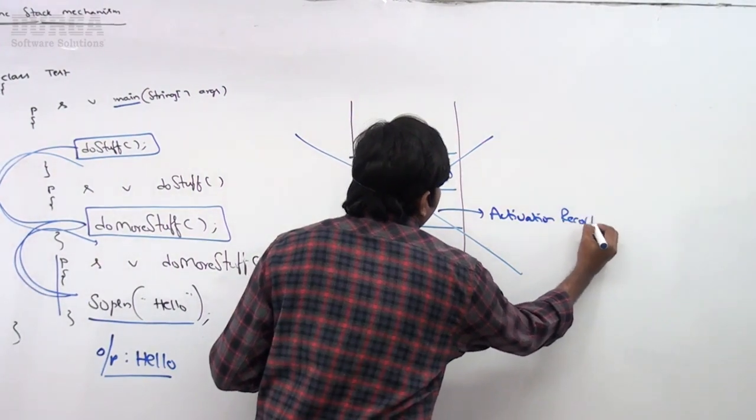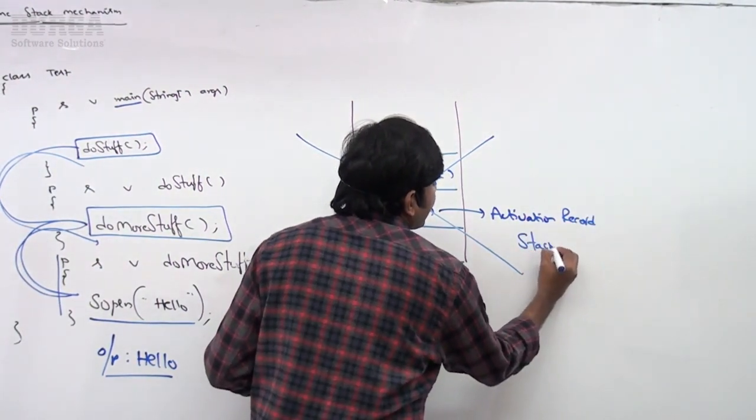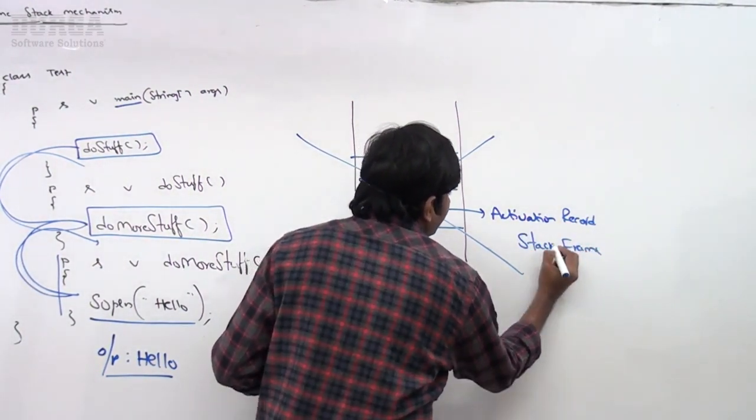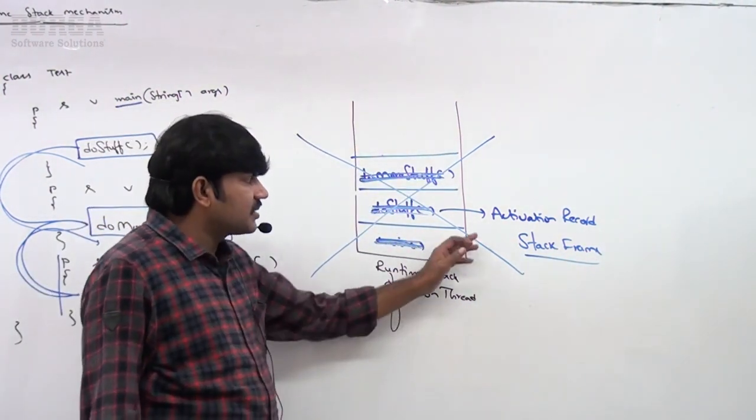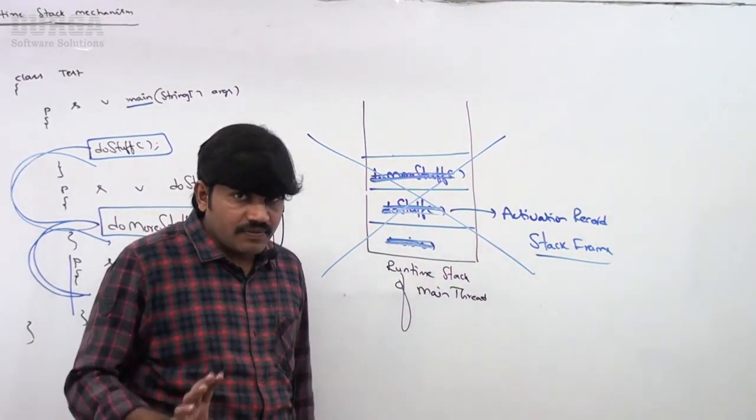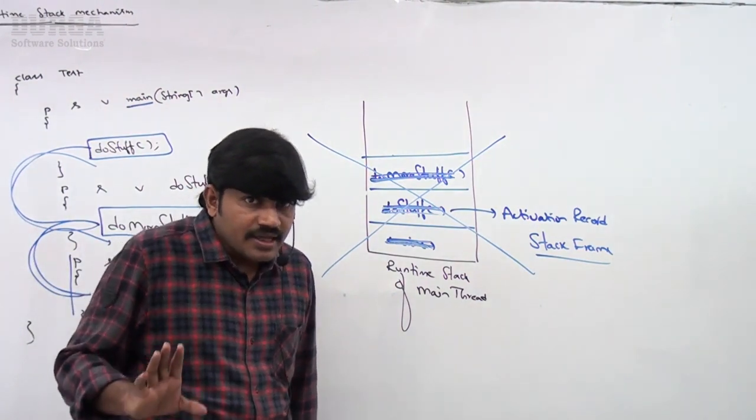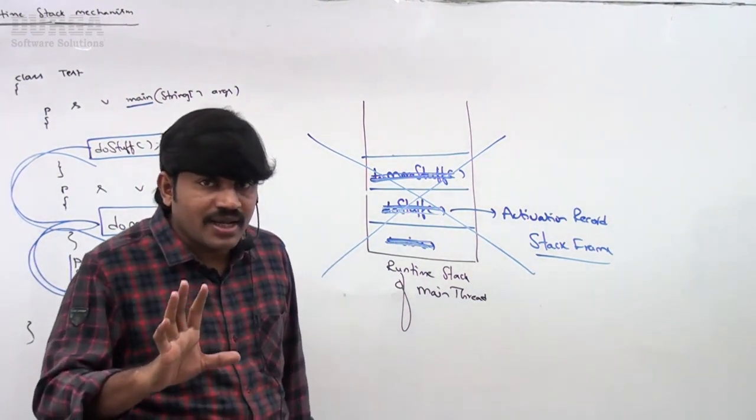Next, each entry in the stack is called an activation record or stack frame. Are you getting it? Each entry is called an activation record or stack frame. Is it clear? Is any explanation required about the runtime stack mechanism?